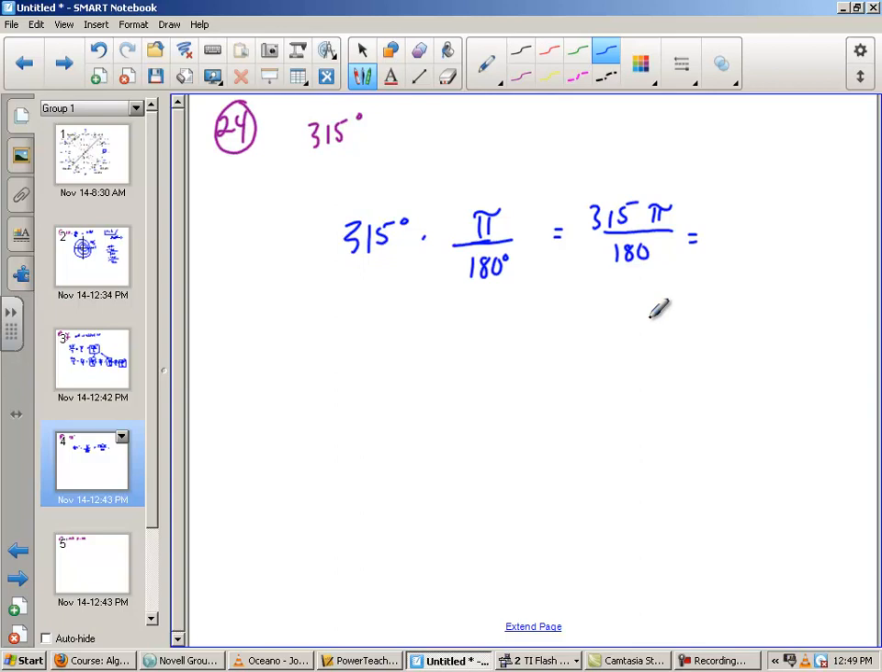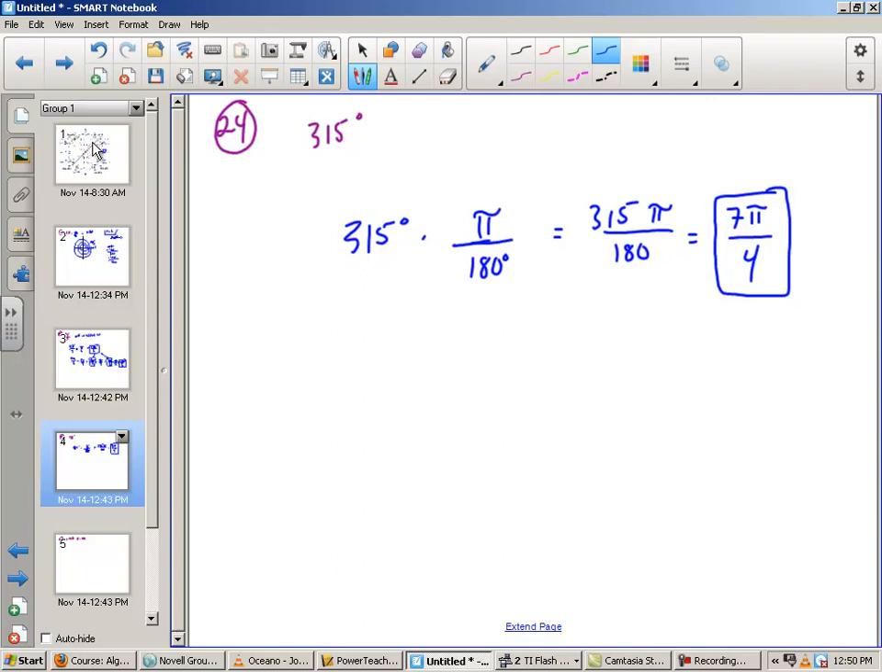315 and 180 actually reduces down to 7/4, so 7 pi over 4. That means that 315 was divisible by 7 and 45. Both of these were divisible by 45. Now you may not have known that right off, but here's a little interesting fact. We got 7 pi over 4.